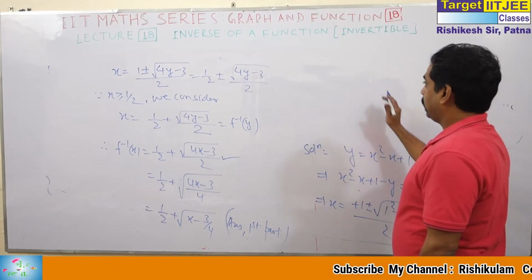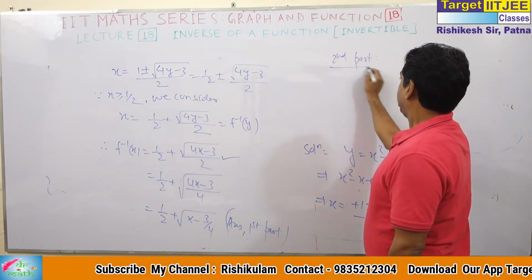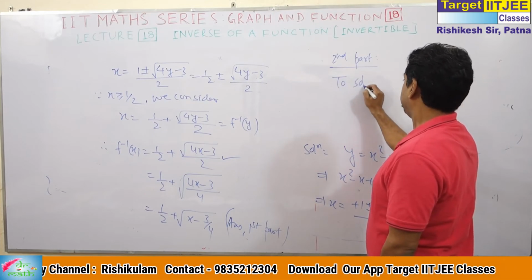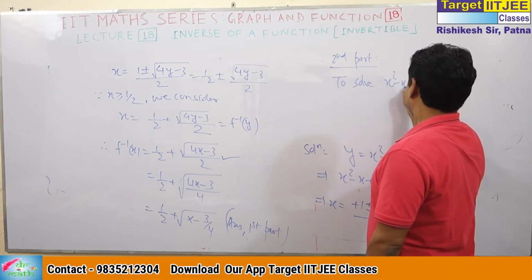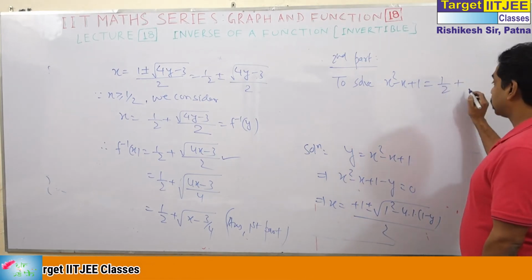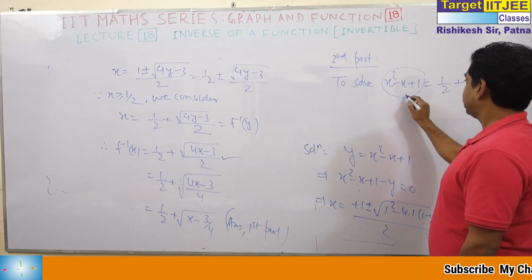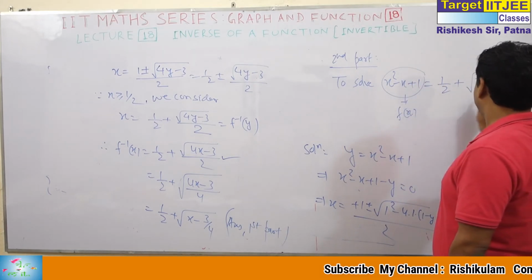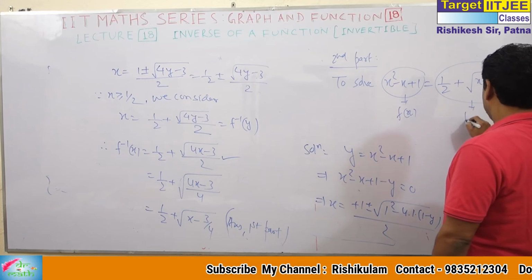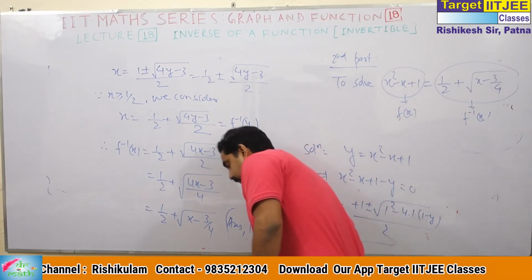Actually, for the second part, we have to solve x square minus x plus 1 is equal to 1 by 2 plus. This is f(x) and this is f inverse x. So what have I written in the second property?